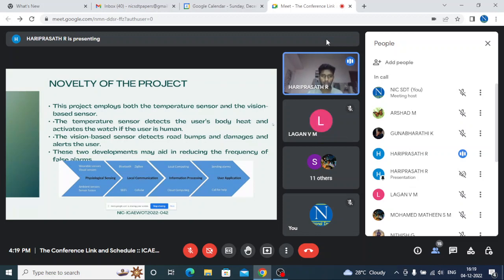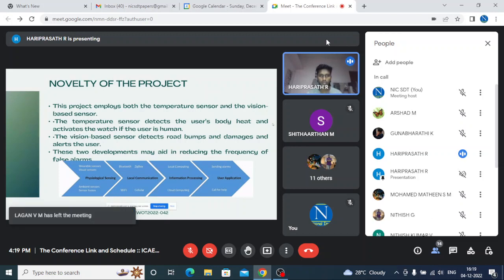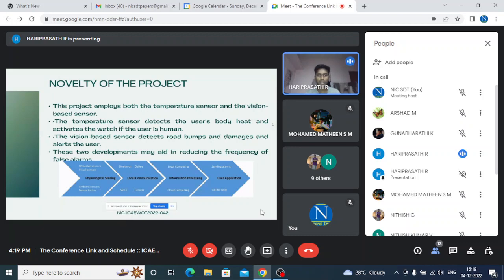We have divided our project into 4 layers, namely physiological sensing, local communication, information processing, and user application. In physiological sensing, there are wearable sensors, which are embedded in the watch, and we can wear it on the wrist, and visual sensors to detect the bumps and dents in the roads. And the ambient sensor and sensor fusion, which combines the sensors, give the data to the local communication, where if the person has fallen, the message will be sent to the emergency contact via Wi-Fi, and the information is stored in a cloud or in a database.